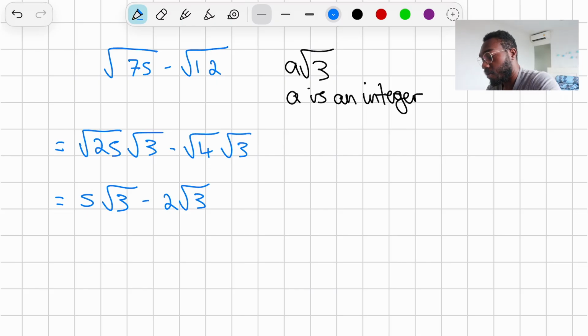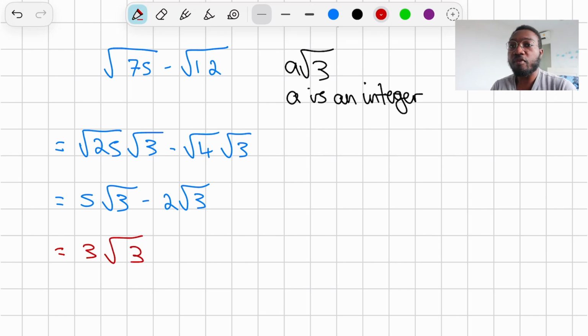And then we'll need to rewrite this. So 5 lots of root 3 minus 2 lots of root 3 is just 3 root 3. As you can see, now we've written it in this form of a root 3, where a is a positive 3. And that is where we'll end this lesson on surds.